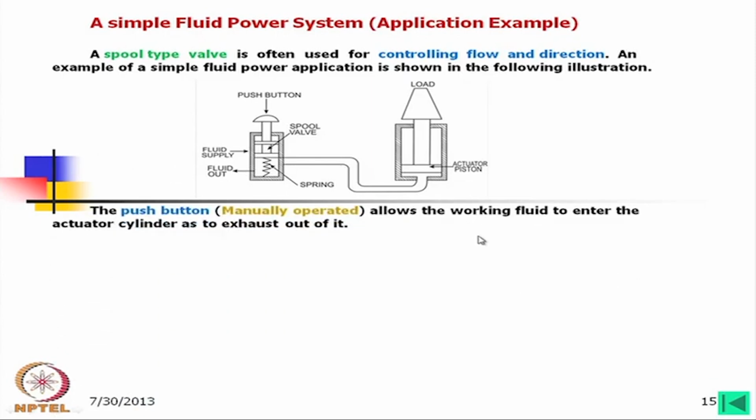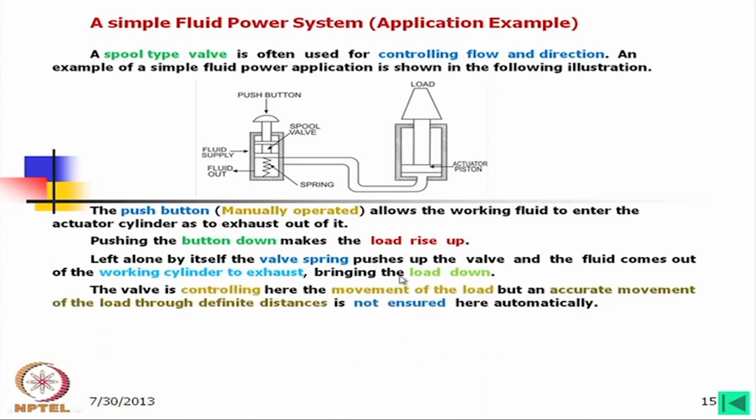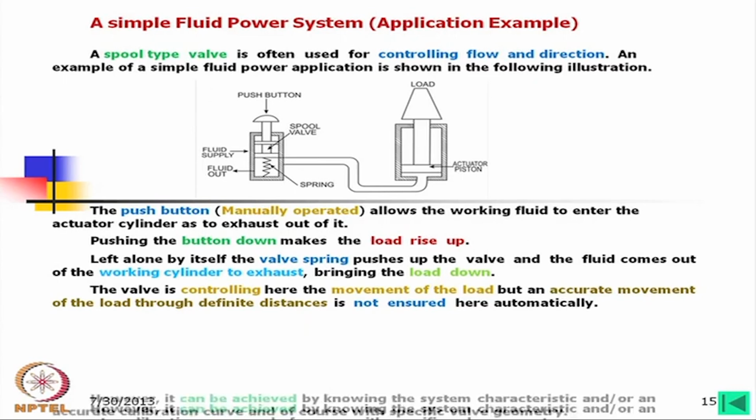Which I have already described. The push button allows the working fluid to enter the actuator cylinder as well as exhaust out of it. Pushing the button down makes the load rise up, and left alone by itself, the valve spring pushes off the valve and the fluid comes out of the working cylinder to exhaust, bringing the load down. The valve is controlling here the movement of the load, but an accurate movement of the load through a definite distance is not ensured here automatically.